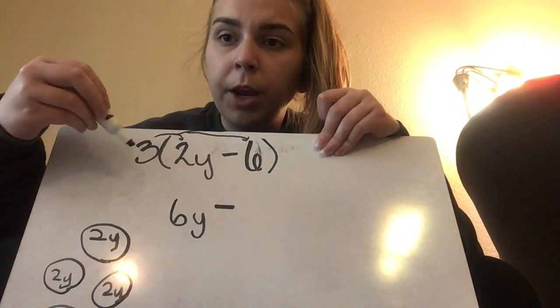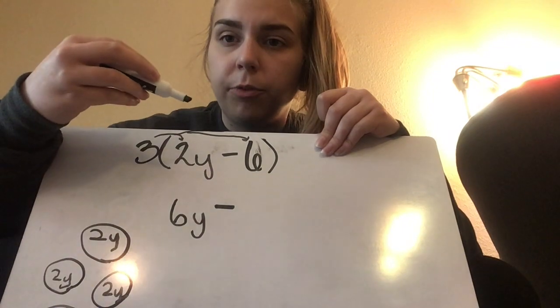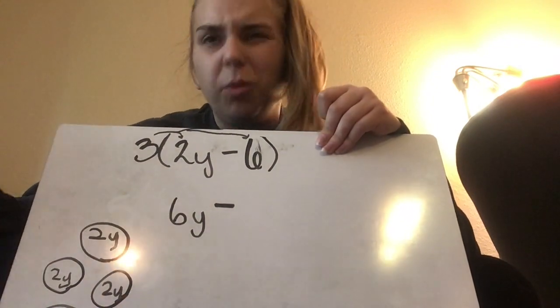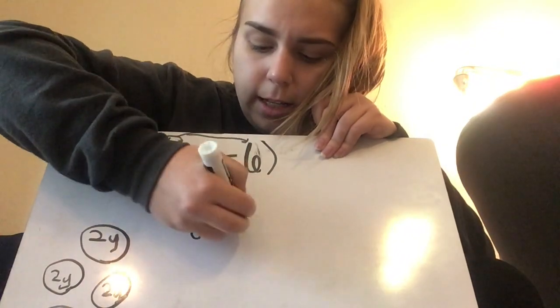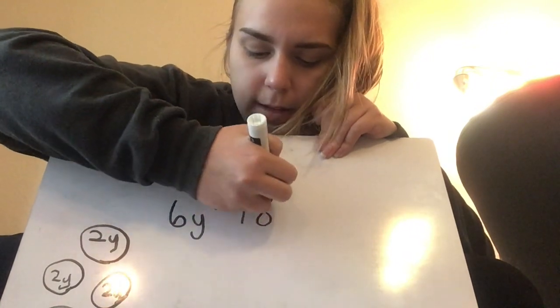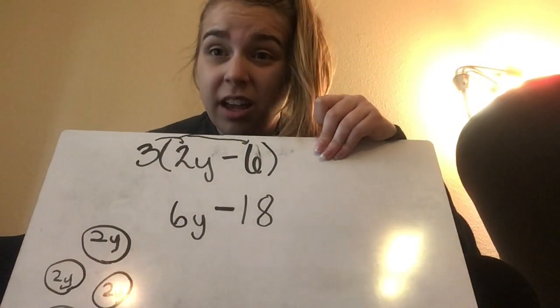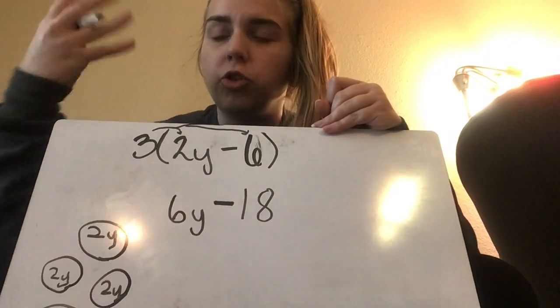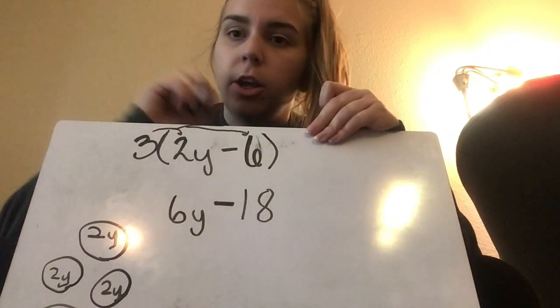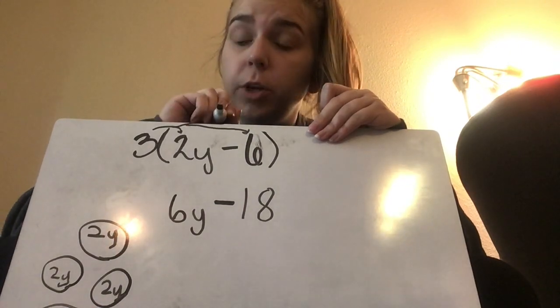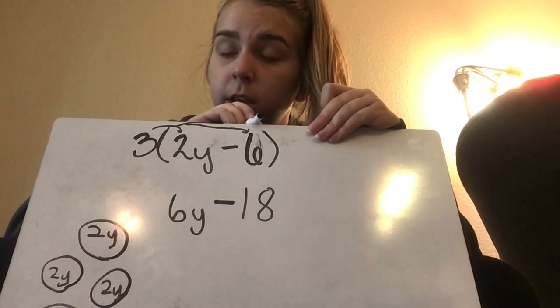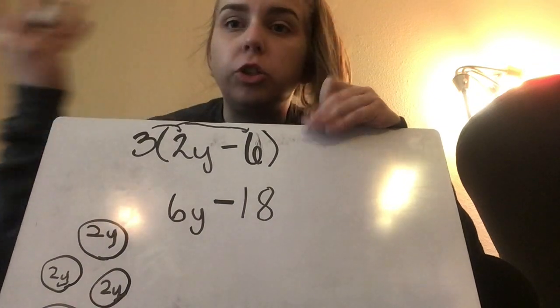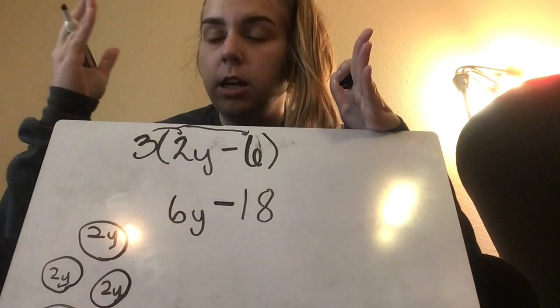Okay. Now I need to multiply the 3 times the 6. Well, we know 3 times 6 is 18. That's always the easy part. The constant is always, I think, the easier part. The variable and the coefficient are where usually there's a little bit more confusion, right? So we always just distribute to both numbers. If there's more than 2 numbers, you distribute to just every number that's in the parentheses.